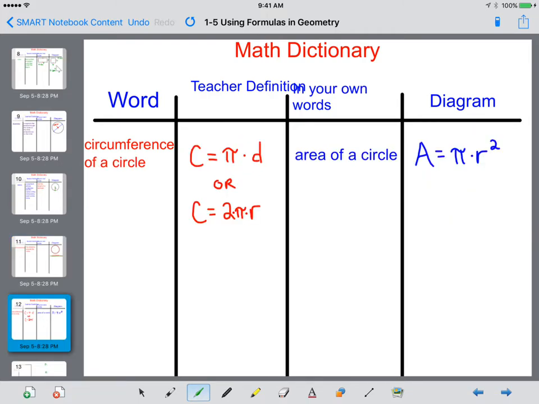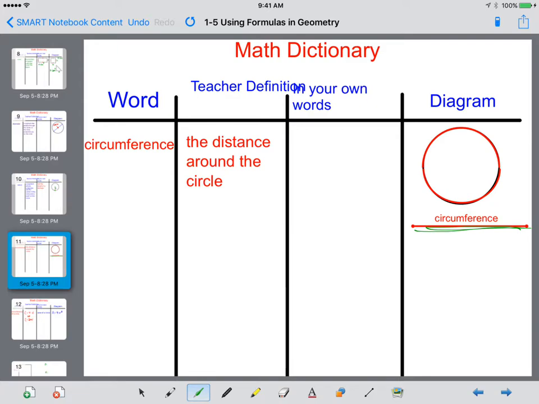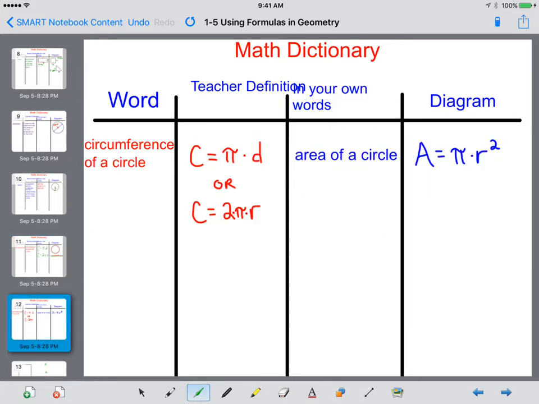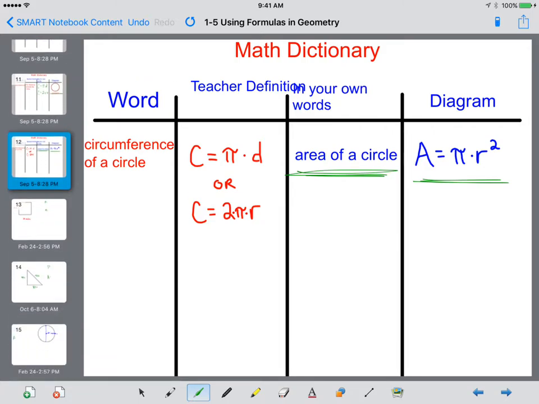The formula is circumference equals pi times diameter, or since we know that if we take 2 times the radius, it's the same thing as diameter, times pi. So either formula will work. The area of a circle formula is pi times the radius squared. I'm going to do 3 examples.